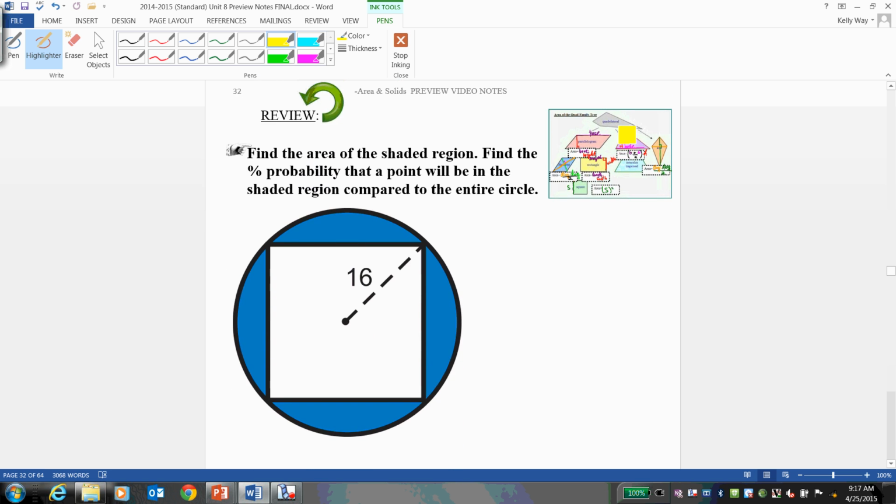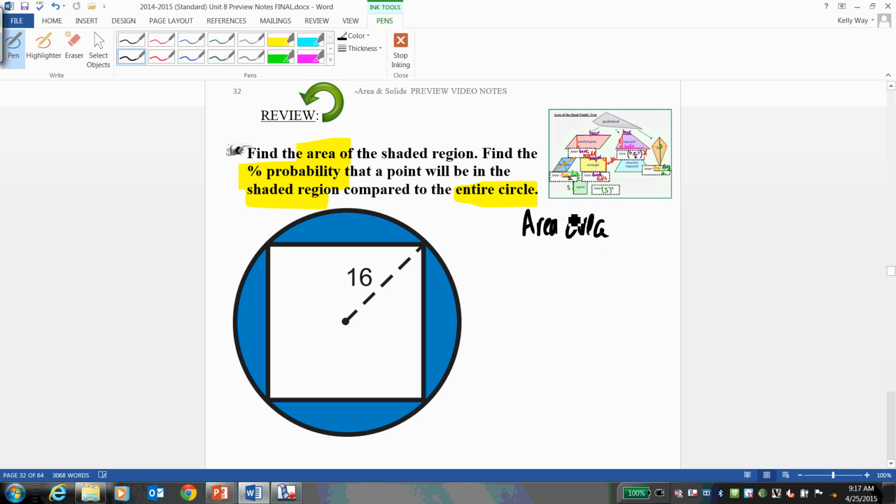Here's a review problem. It says, find the area of the shaded region. Find the percent probability that a point will be in the shaded region compared to the entire circle. Let's highlight keywords. Our ultimate goal is to find the area, then find the probability that a point will be in the shaded region versus the entire circle. Now we draw a label list. We want to find the area of the shaded region.